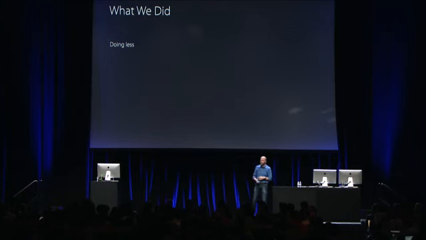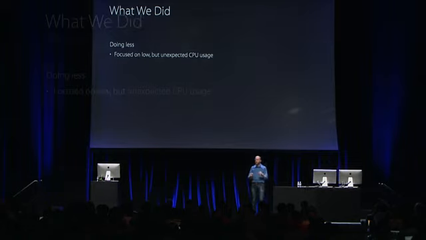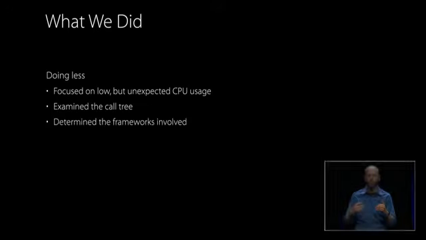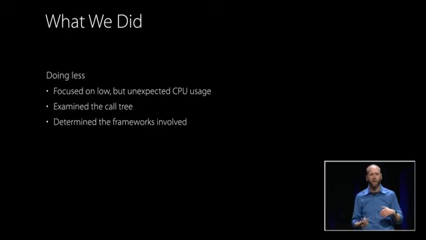Now, in terms of doing less, what did we do? Again, we focused on an area of the track view where this time it wasn't using a lot of CPU, but it was using an unexpected amount of CPU. We zoomed in, we applied a filter, we took a look at the call tree, and this time we looked at the frameworks involved again. We saw it was Core Motion, but none of our code was being invoked. So this time we had to think about our app in a different way. What portion of our app is making this work happen?